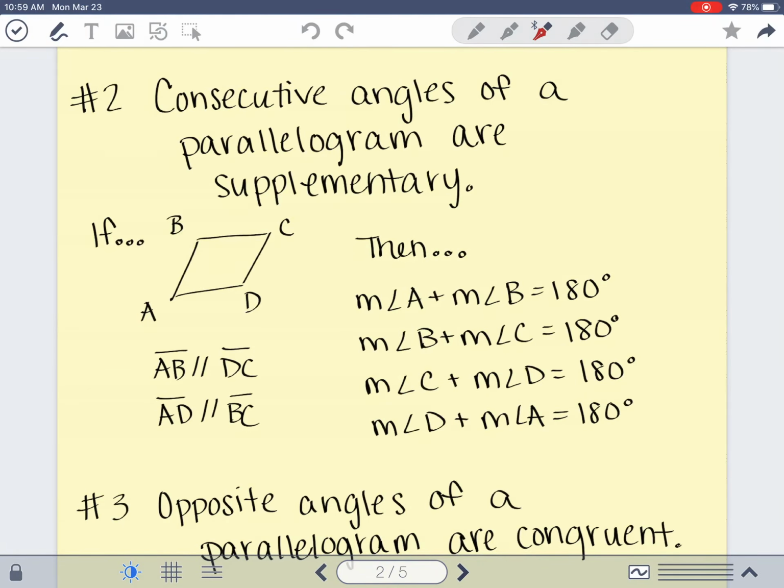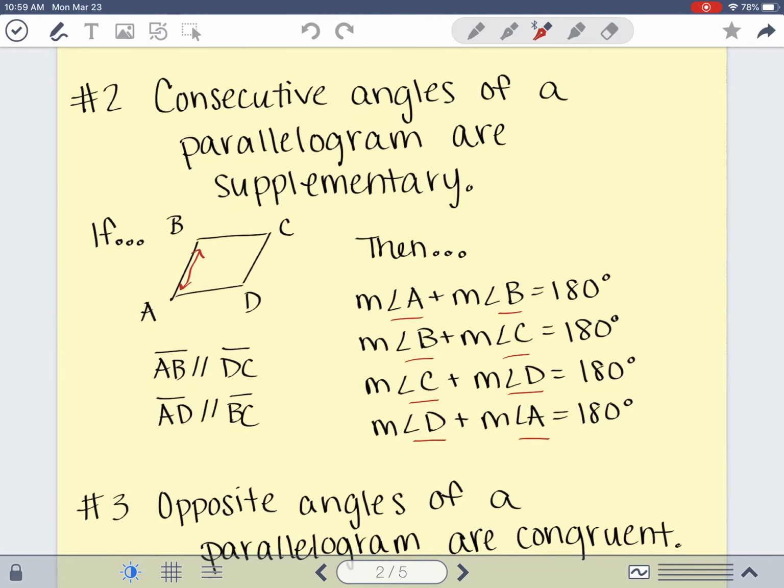The next thing that we have is that consecutive angles of a parallelogram are supplementary. Remember, consecutive means in a row. So A and B are right next to each other. They're consecutive. They're in a row. B and C, consecutive, in a row. C and D, and then D and A. Each of these pairs are going to add up to equal 180 degrees.